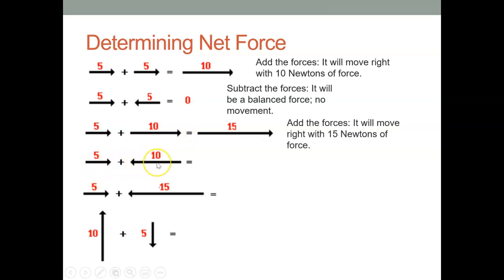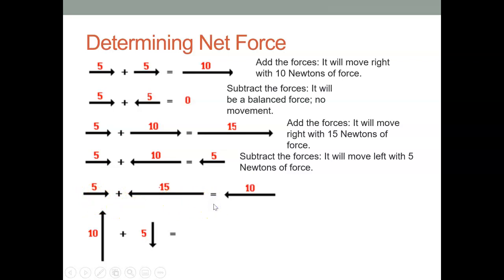5 to the right plus 10 to the left. Now you're going to have 5 moving to the left because you have to subtract your forces again, and now 5 newtons move left. 5 to the right plus 15 to the left is going to give you a 10 to the left. Therefore, you're going to subtract again, and your 10 newtons of force are going to move it left.